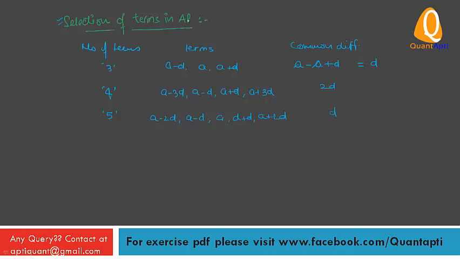If you want to assume an AP, then there is a short trick, or we can say a short concept, for assuming the AP. If a, b, c are in AP, then we can assume the value of a is equal to 1, the value of b is equal to 2 and the value of c is equal to 3 always.